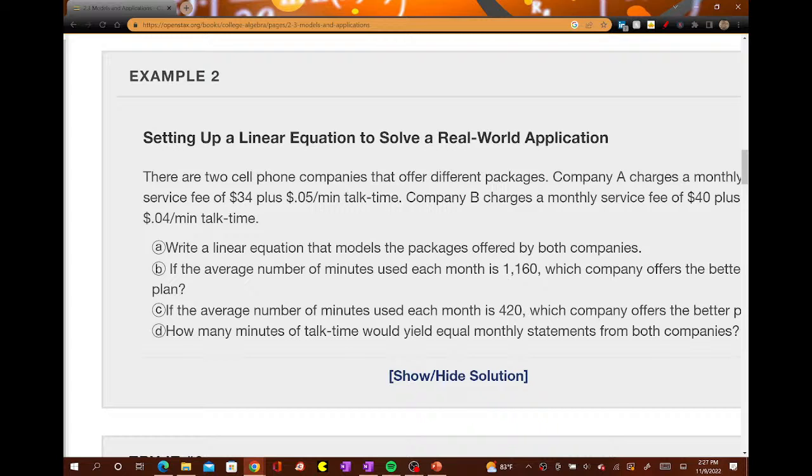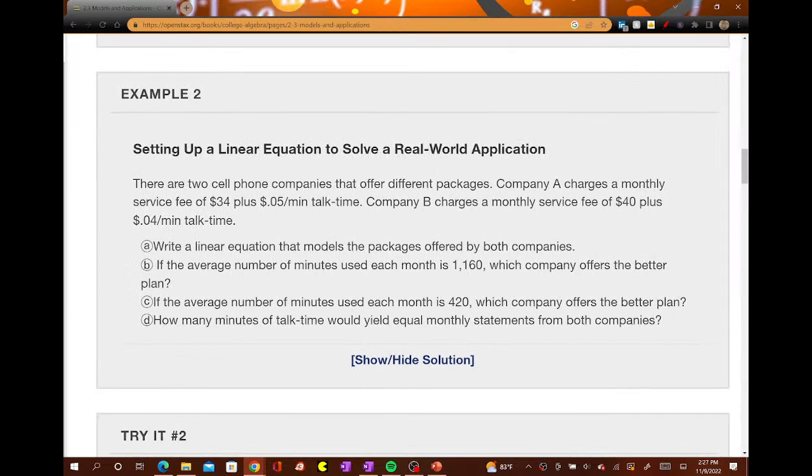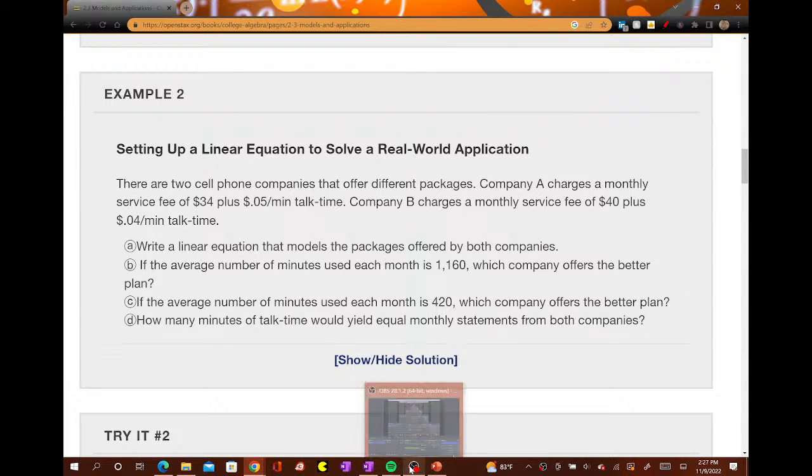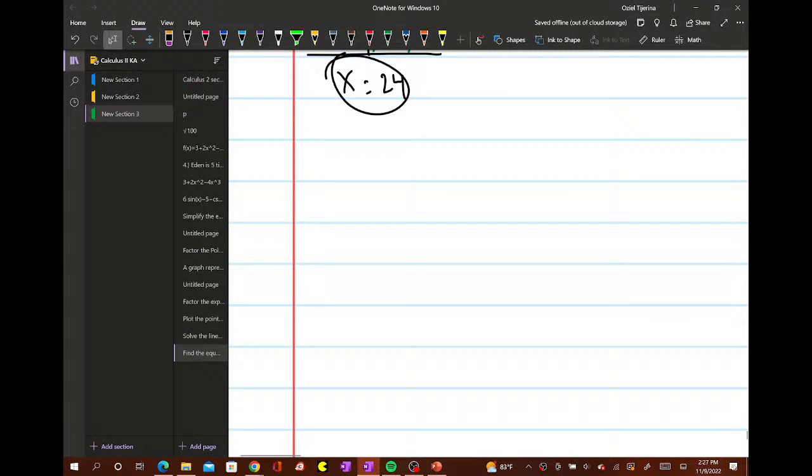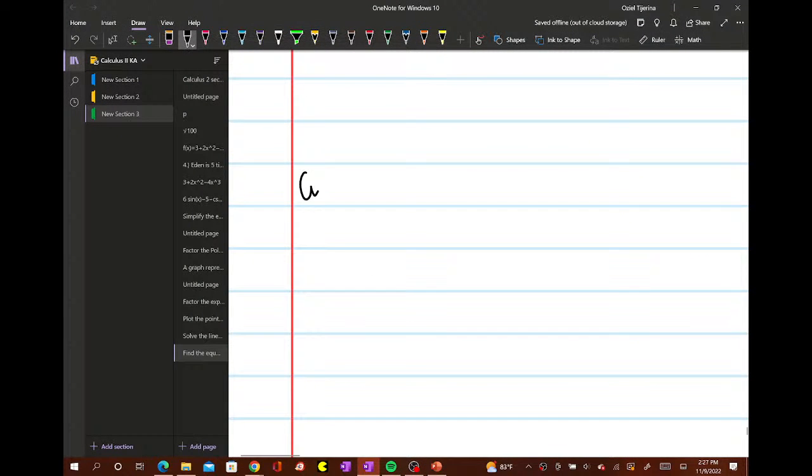So I think, let's see here, 1 second. Write a linear equation that models the packages offered by both companies. So company A charges a monthly service fee. So let's do it this way. So company A, kind of write it a little bit better.